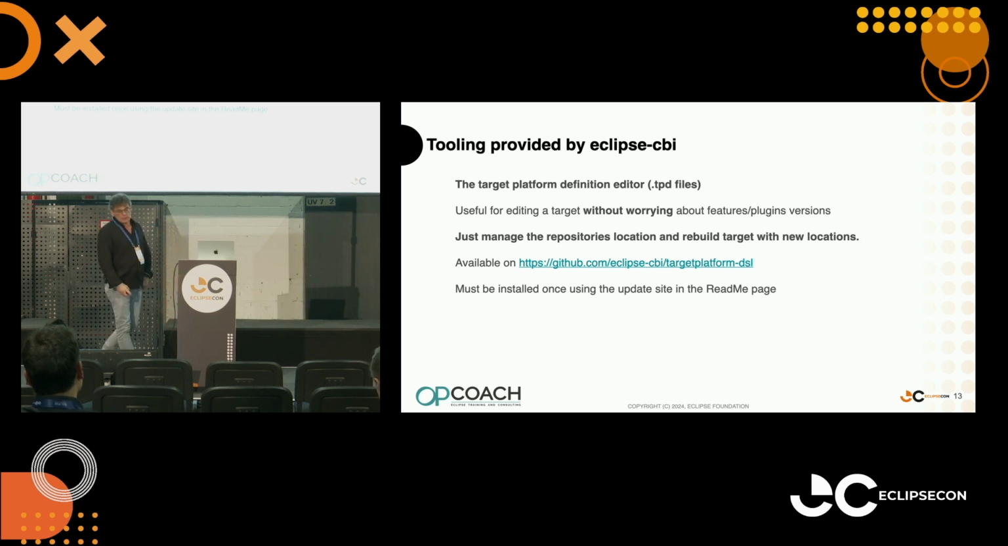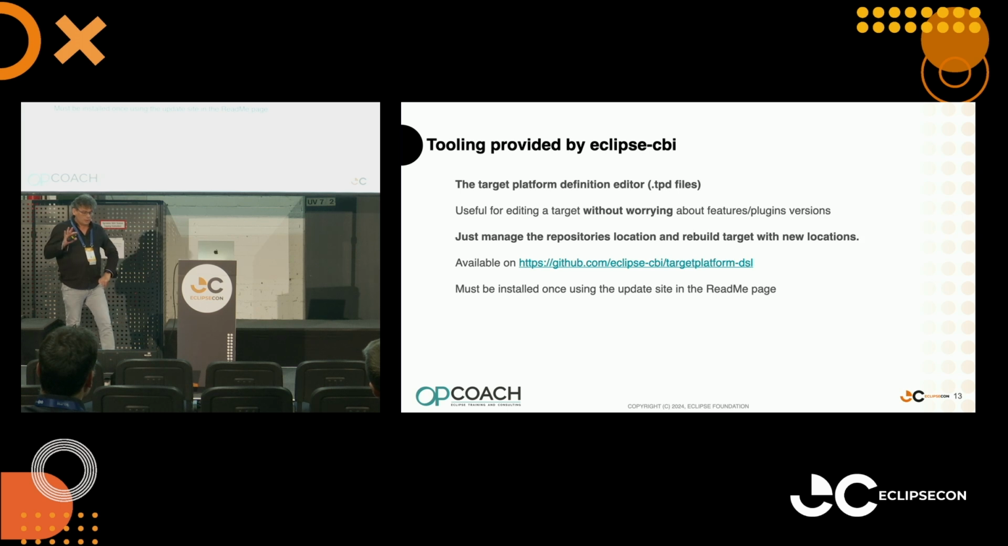Another tooling that is really handy is, of course, the target platform editor, which allows you to edit a TPD file, which will define your target platform in a DSL syntax and not in an XML syntax. This is useful because you don't have to worry about the versions you will use in your repository. You can fix them, but you can also not worry about it, and that will be resolved when you generate the target file. So you can download it from the target platform DSL repository on Eclipse CBI.